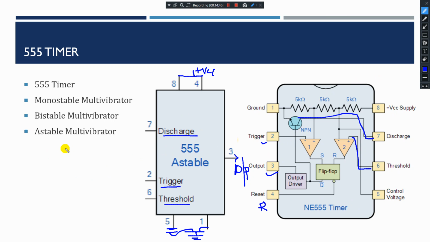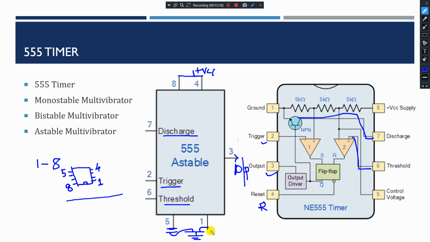Just remember a few points. The pins go from pin number 1 to pin number 8. If you take an IC with a notch, it starts from 1, 2, 3, 4, and then 5, 6, 7 and 8. 8 will be here, this is 5, this is 4 and this is 1. So this is the 555 IC. It's a small IC.